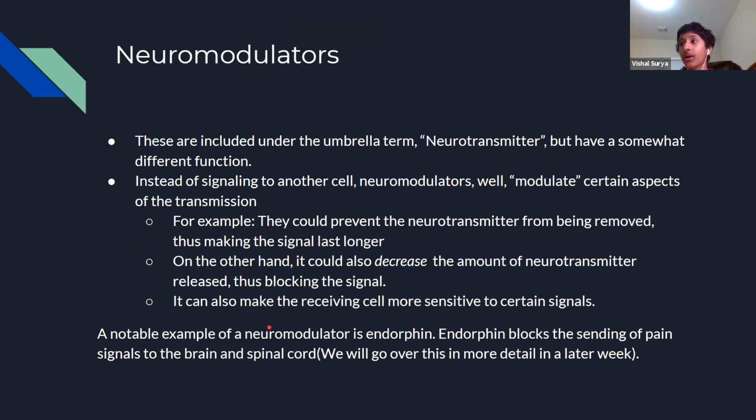A notable example of a neuromodulator is endorphin. Endorphin is really important. It blocks the transmission of pain signals to the brain and spinal cord. We'll go over this in a later week, but right now, let's say you really hurt your hand. After a while, the pain starts to numb away, and that's mainly due to the action of endorphin, which blocks the pain signals. And that's how it works as a neuromodulator.